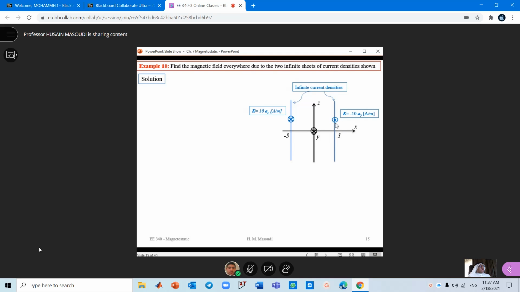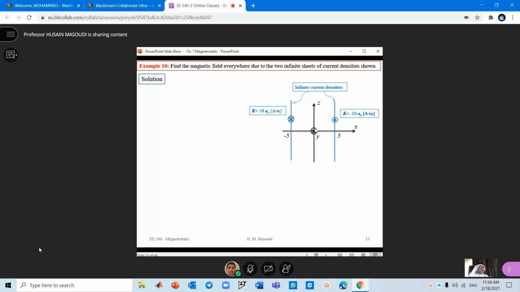Now, this sheet is carrying -10 AY, so the current density here is flowing in the negative Y direction, while this one in here is carrying a current in the positive Y direction. So they are opposite to each other, two sheets. Think of this as the YZ plane, and assume that you have two sheets of paper carrying current inside them, and they are parallel to the YZ plane.